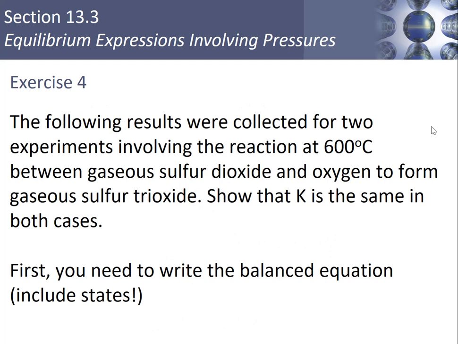All right, exercise 4, we're getting there. Exercise 4. The following results were collected for 2 experiments involving the reaction at 600 degrees Celsius between gaseous sulfur dioxide and oxygen to form gaseous sulfur trioxide. Show that K is the same in both cases, right? So in your packet, you should see their values for experiment 1 and experiment 2. I didn't copy them here. First step would be to write a balanced equation, including the states for the word problem that we've got set up for us.